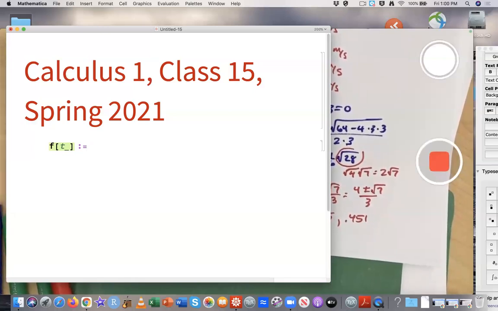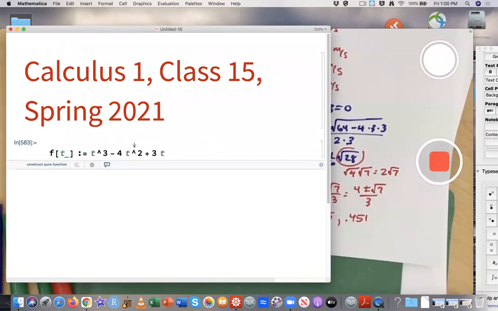Colon equals, the colon is actually optional, but I like doing it. T cubed, you can type like that, minus 4t squared plus 3t. There's the original function. To enter this, make sure your cursor is somewhere in this cell. Notice this thing, by the way, over here on the right, that indicates we are in a cell of input. It doesn't matter where the cursor is. Enter it by doing shift return.